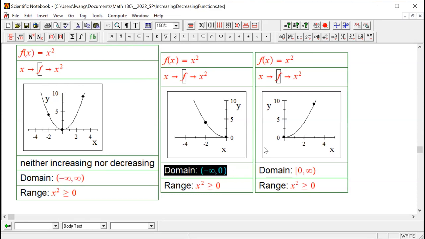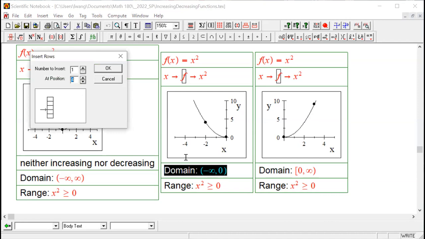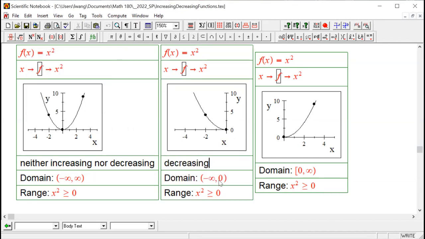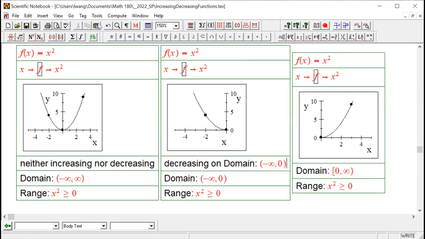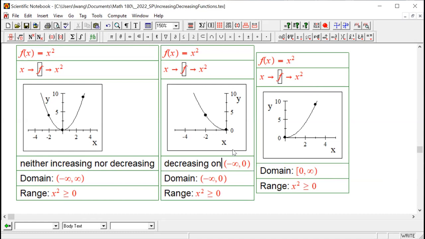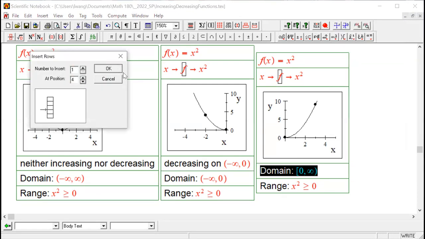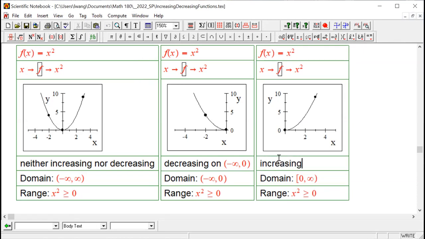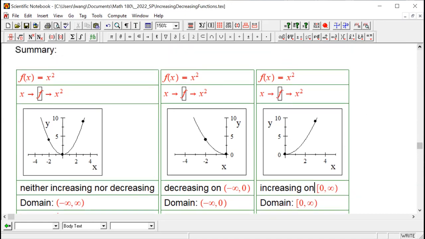How about the other one? It's decreasing on that interval. You can see that whenever you say a function is increasing or decreasing, you have to indicate where it is increasing and where it's decreasing. And lastly, this is increasing, but this increasing is on that interval. So we have to be specific about where. Now let's go back and see the definition of increasing and decreasing function.